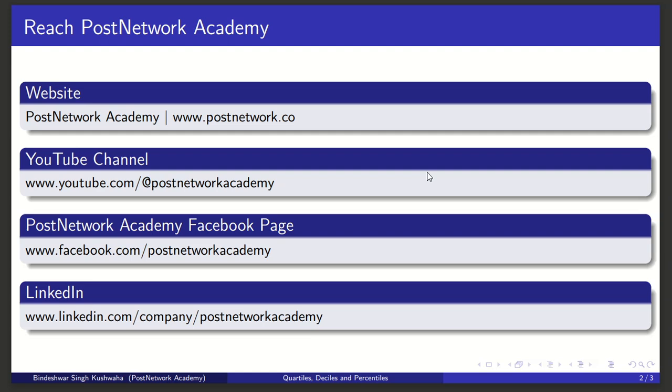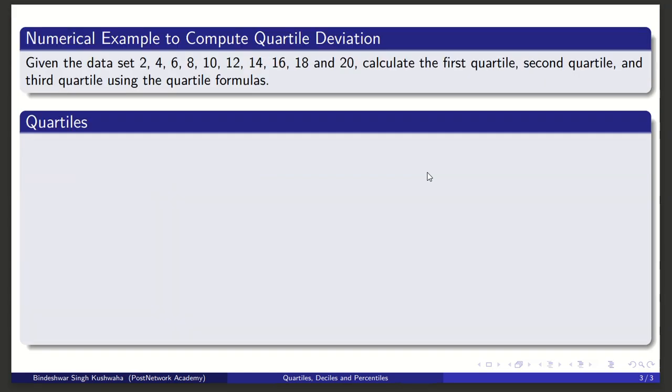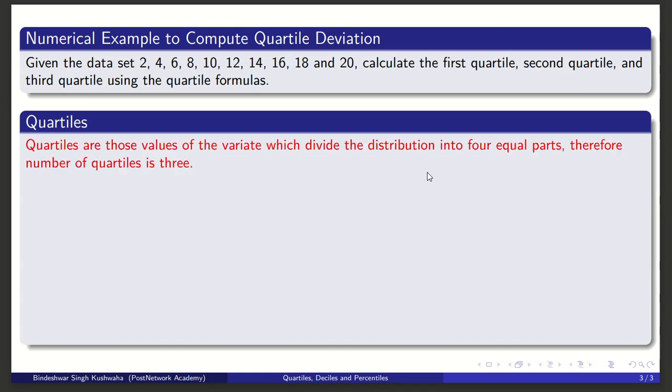Now let's get started. So we are given a data set of 10 values. We are going to calculate the first quartile, second quartile and third quartile using quartile formulas. So again, just recall, quartiles are those values of the variate which divide the distribution into four equal parts. Therefore, number of quartiles is 3.